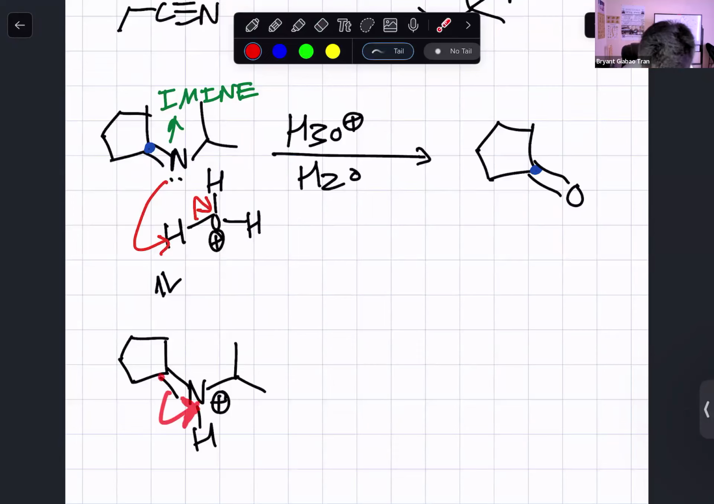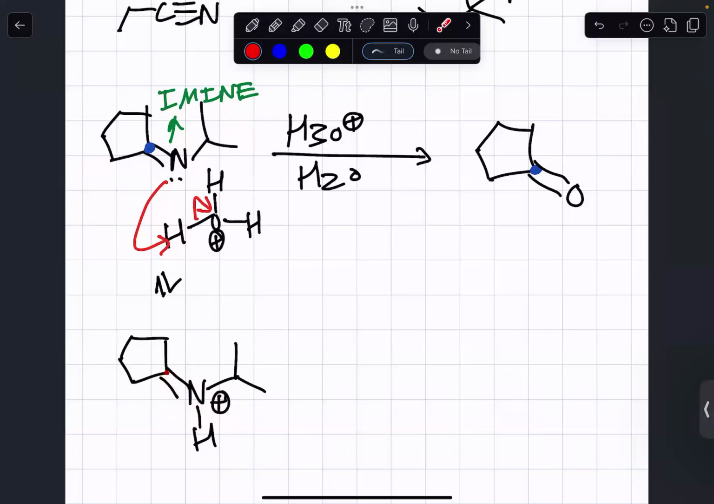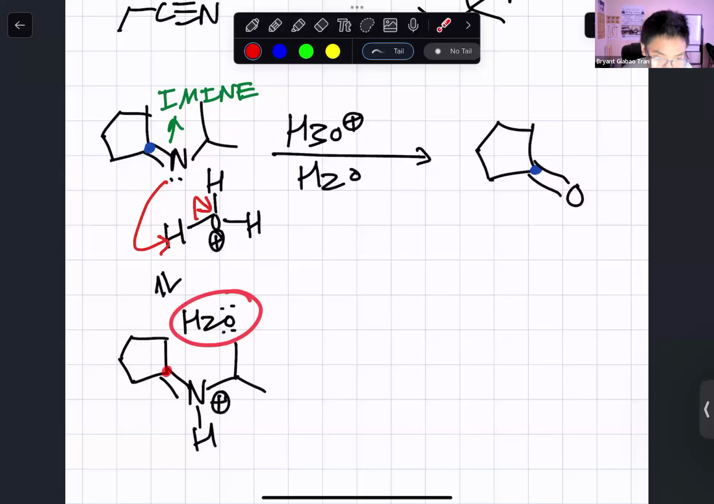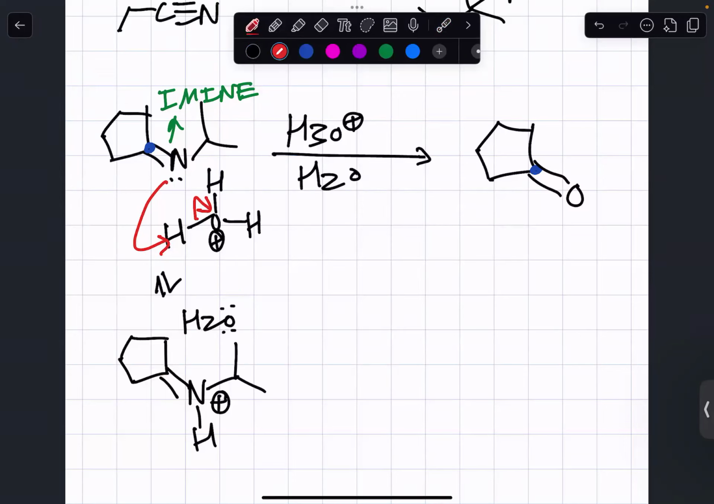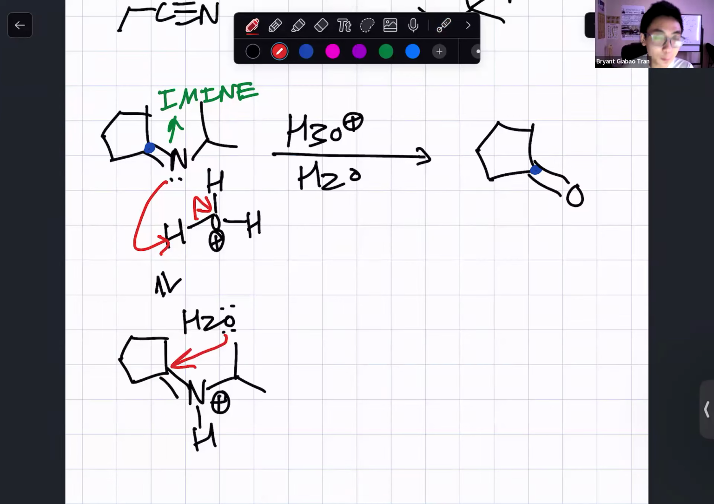But what will drive this double bond to donate its electrons to N? One of the H2Os here is going to do something to this carbon, right? It's going to protonate it. Not protonate, it's going to attack it. Yeah, attack. It's going to give one of its pairs of electrons to make a bond between this carbon and oxygen right there.